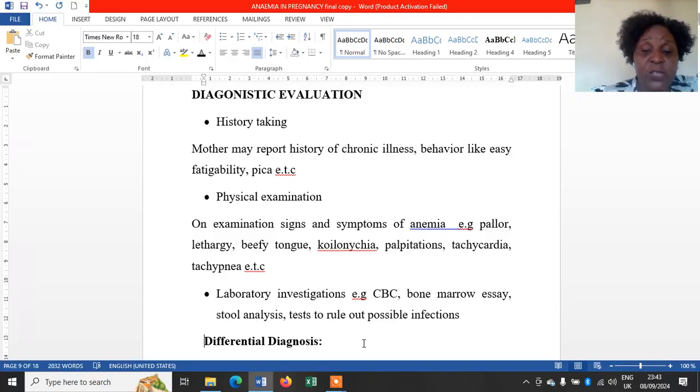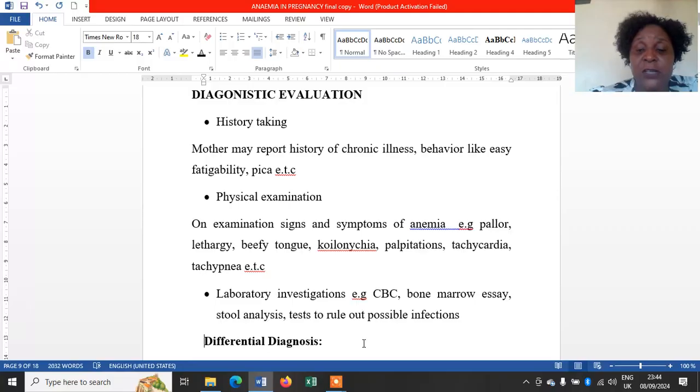Then after that, we go ahead to do laboratory investigations, and here we do a full blood count, which will show us the morphological classification. How do the cells look? Are they normocytic, normochromic? Are they microcytic, hypochromic? Are they macrocytic? So the CBC will show all that.